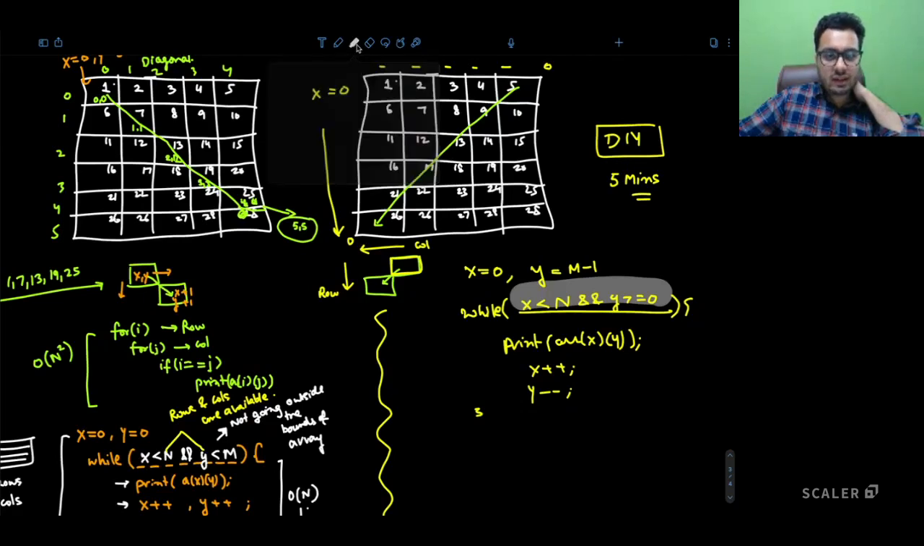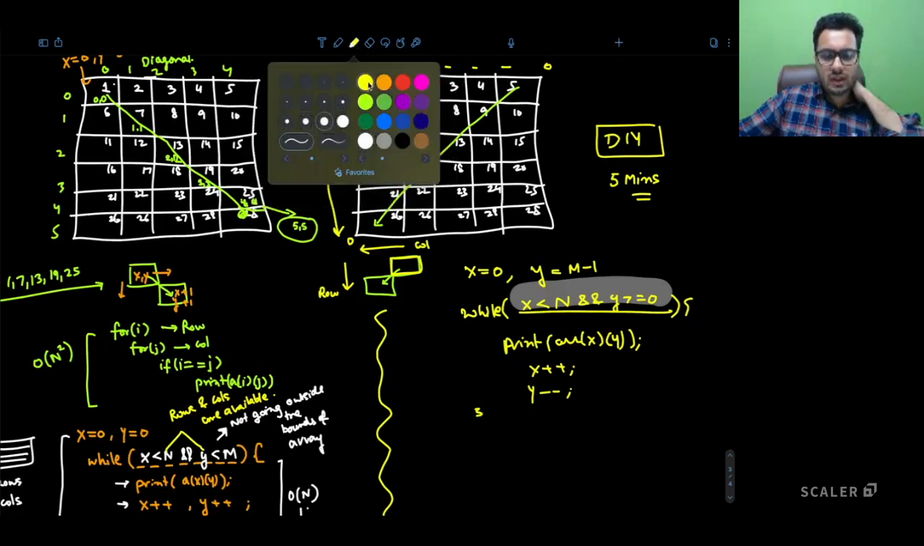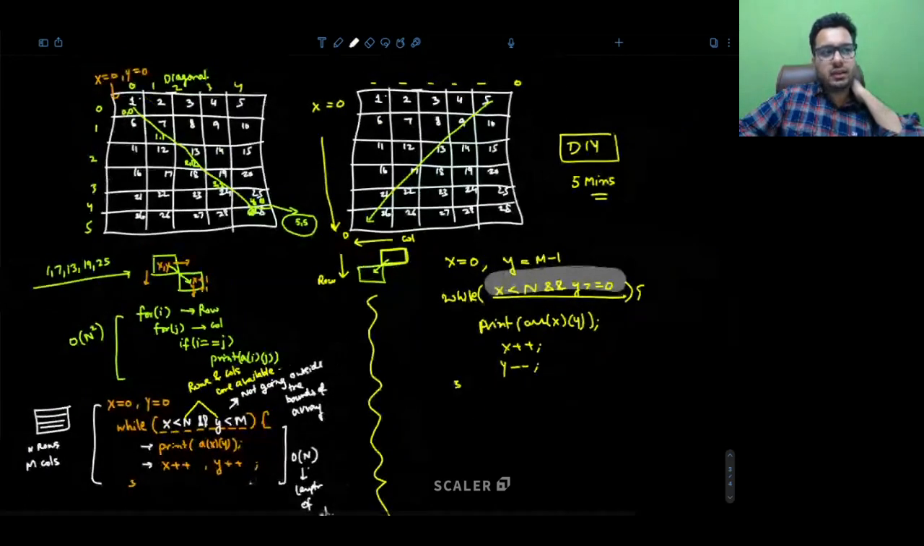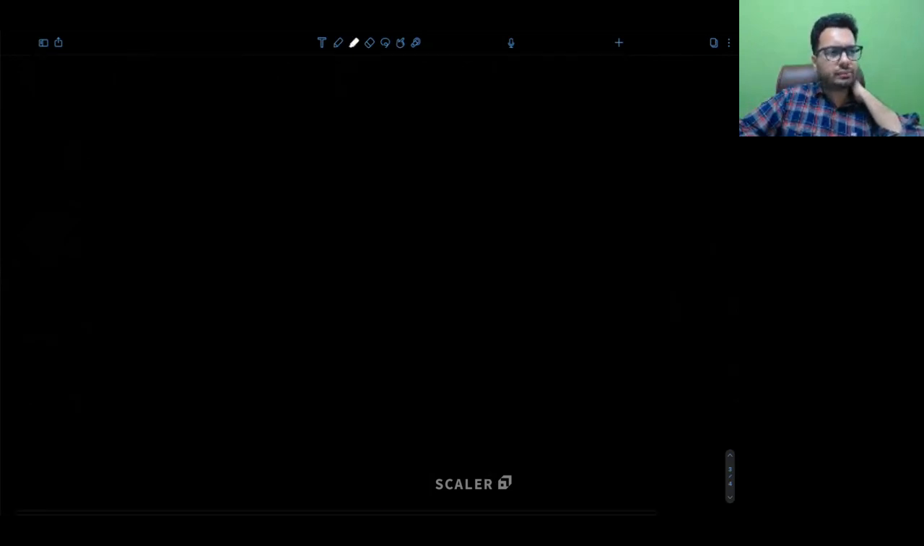Y greater than or equal to 0, Sheetal. It will not be less than, but greater than or equal to 0, because that is also a valid thing. Is it okay with everyone? Okay, so if this is okay, then let me give you something a little challenging.